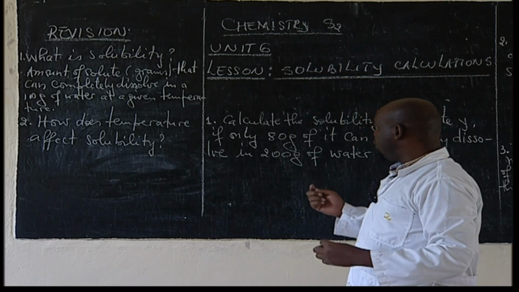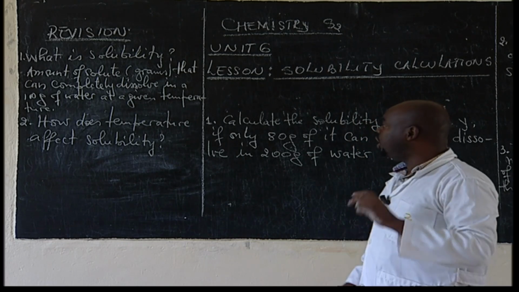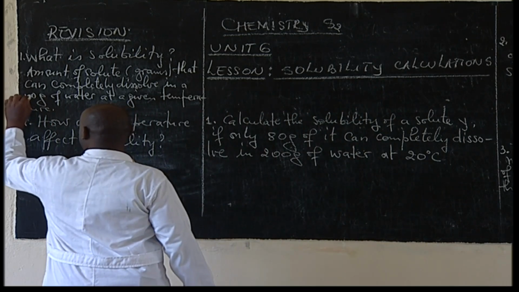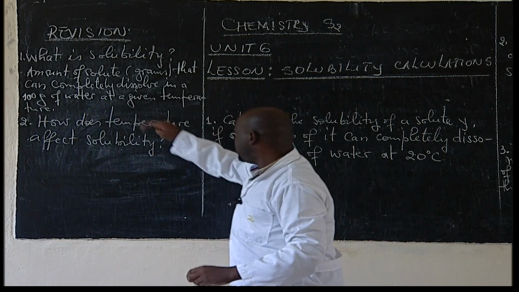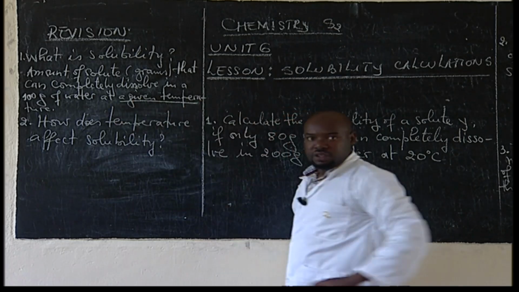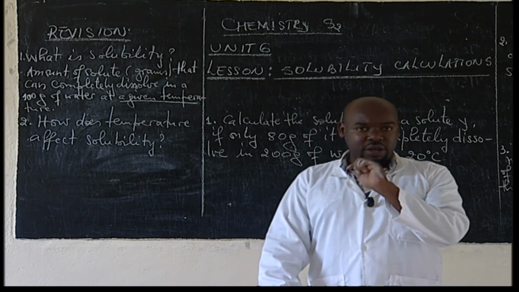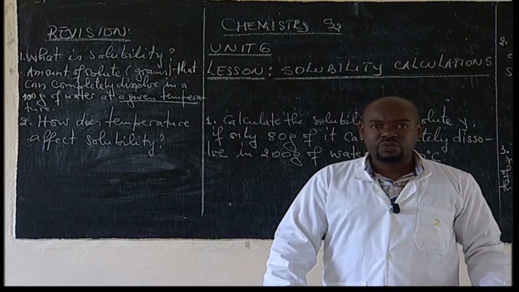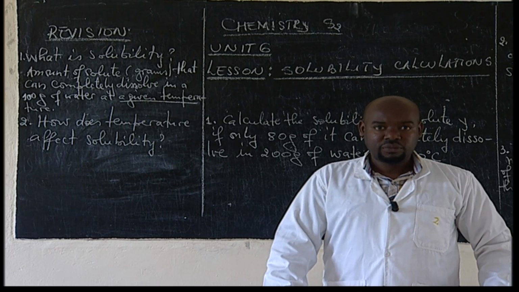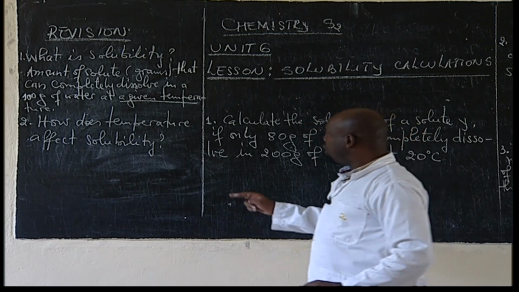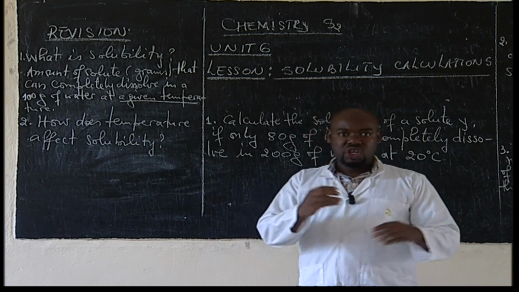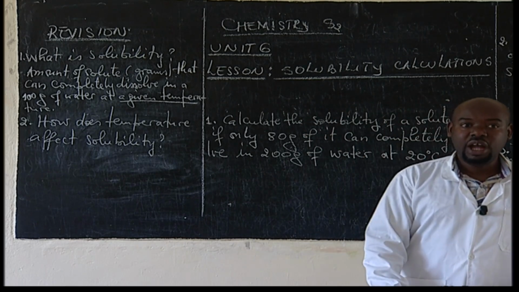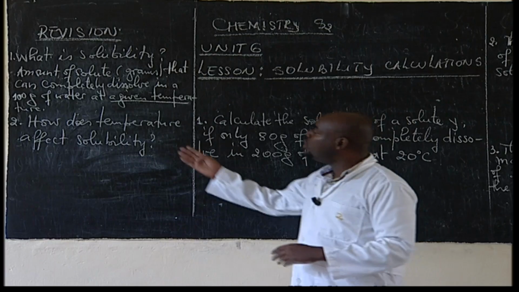Amount of solute in grams that can completely dissolve in 100 grams of water at a given temperature. And here we are saying at a given temperature. Do you remember why we have to be very specific with that temperature? Why do we have to define temperature? I'm sure you do. It's because when temperature changes, the solubility also changes. And that will give us the answer for the second question.